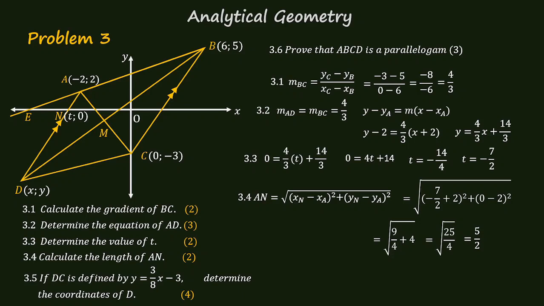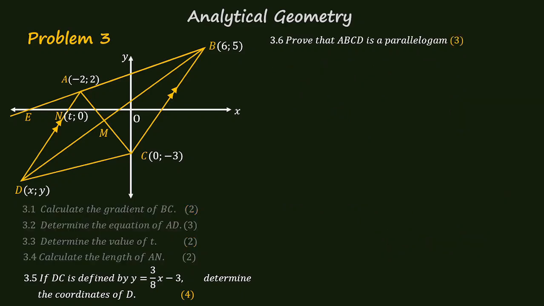And the last question, they want us to determine the coordinates of D if we are given its equation. The equation of DC is y equals 3 over 8x minus 3. So we have the gradient and the y-intercept of this equation DC. So this straight line DC, we have its equation. Now they want us to find the coordinates of D, which are given by x and y. Now you need to note something here.